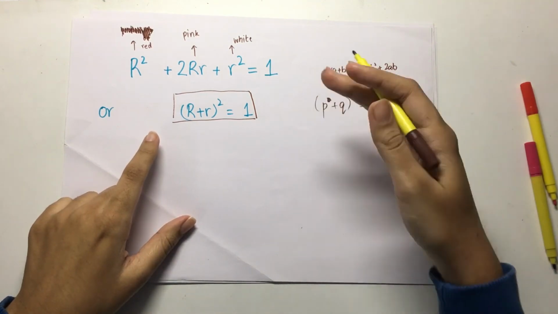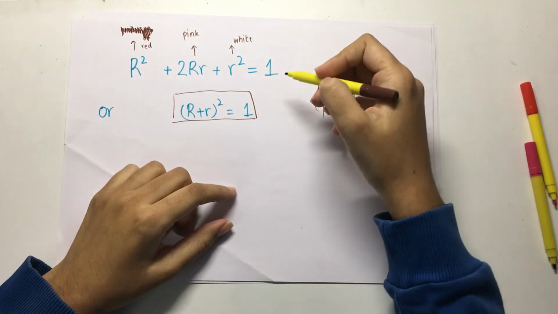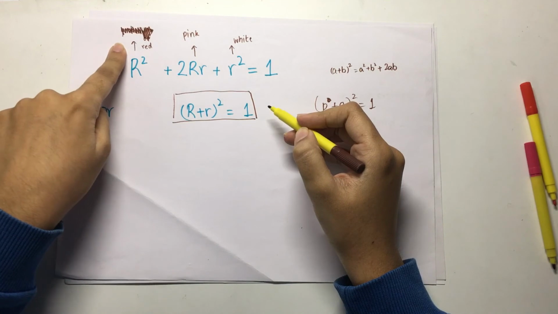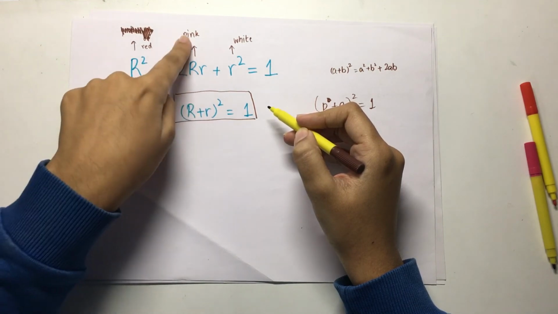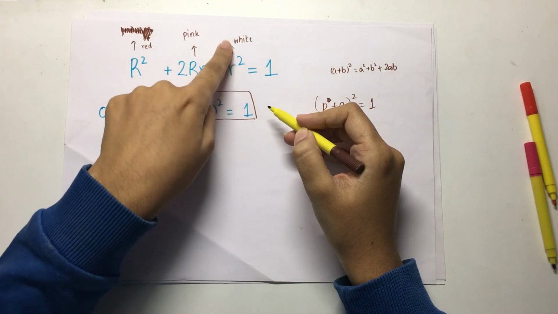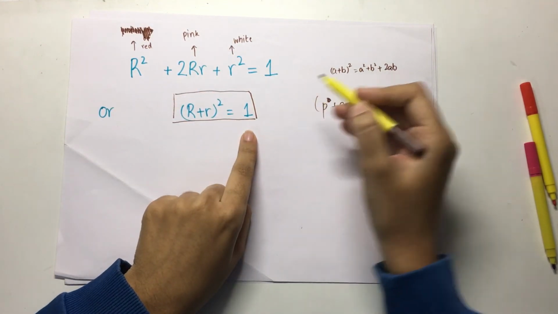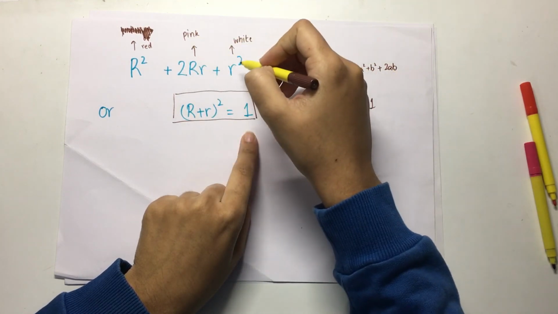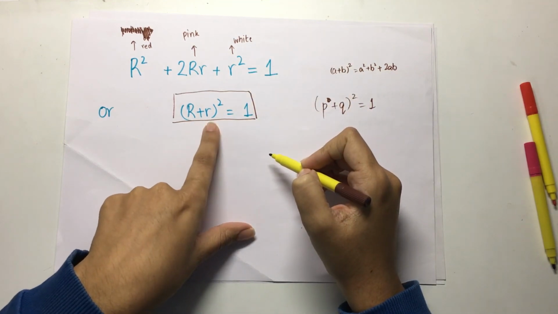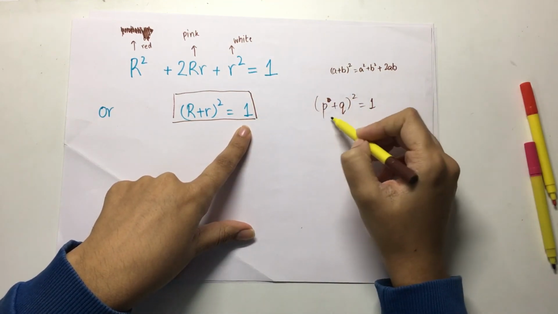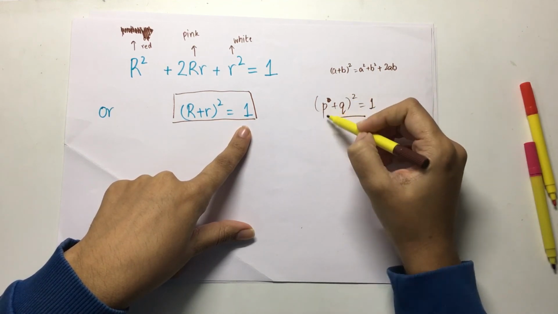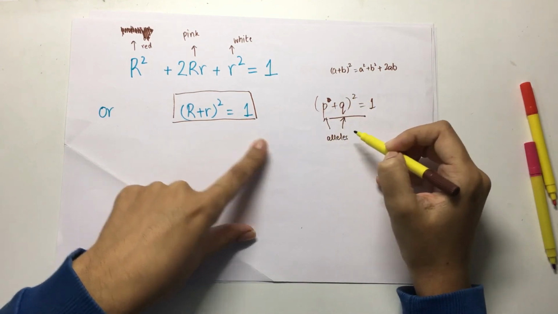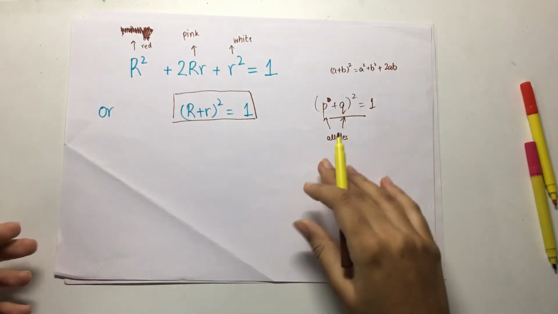So what we just did, the example, we know that the genotype frequencies all add up to 1. So we've written all the genotype frequencies here. Big R squared gives us the number of red beetles, 2 big R small r gives us the pink beetles, and small r squared gives us the white beetles. And we know from mathematics that a plus b whole squared gives us a squared plus b squared plus 2ab. So we can turn this equation into this equation, big R plus small r whole squared equals 1. This is a form of equation that you might see, with these two variables, p and q representing different kinds of alleles, you add them up and you get 1. So that is something that you can use.